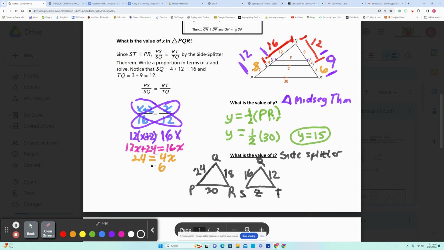So in this case, I set up the proportional relationship. Again, you can choose, one side is automatically chosen for you. You have to set PR with ST because you're trying to solve for Z. But the rest is kind of up to you. I would do QP or Q with QS or QR with QT. In this case, I'm going to set this up as P to Q over S to Q equals P to R over S to T.